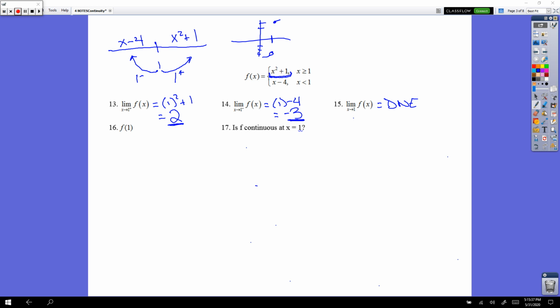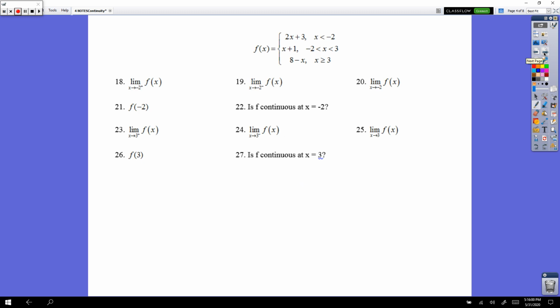Now, f of 1 means we would plug into the top because of the greater than or equal to. So that would be 2. And again, since f of 1 and the limit as x approaches 1 are not the same, this is not continuous. Okay? So let's look at the next one. It gets a little bit more difficult here.